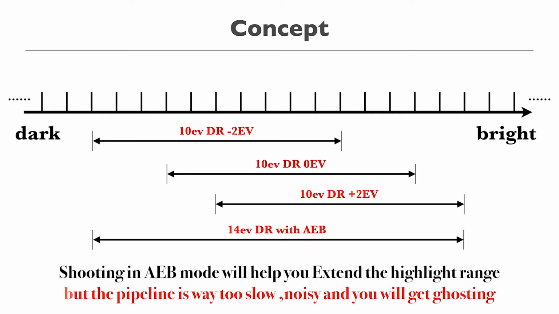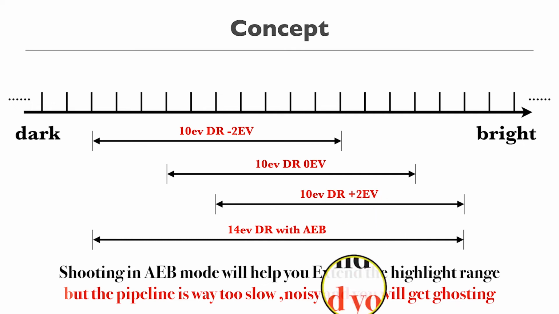So altogether, from this point to this point, in total, we'll have a 14 EV dynamic range with automatic exposure bracketing shot. And that will help you not only extend the dark shadow dynamic range, but also the highlight range. So it will help you in the dark and bright.